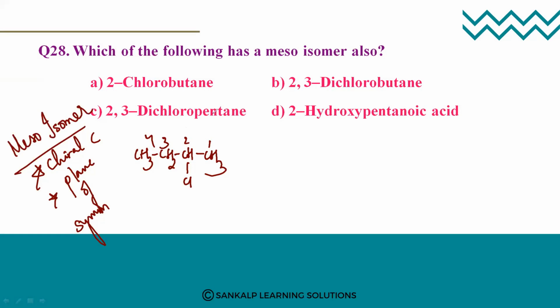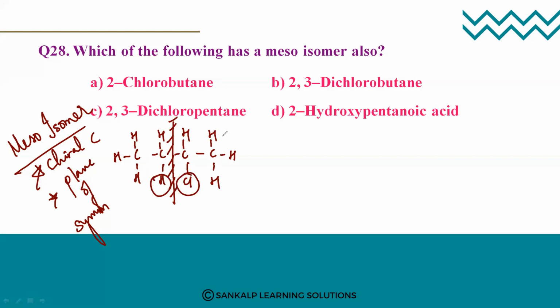Fine. So is it having a chiral carbon and a plane of symmetry? See whether the molecule, if I divide the molecule here. I'll write it again more clearly: C, H, H and H. So if I divide this molecule, if I put a plane of symmetry, is it similar on both sides? No, right? So this is not a meso isomer, the first one. Now we'll go for the second one.